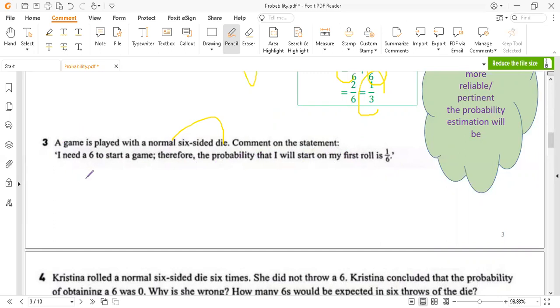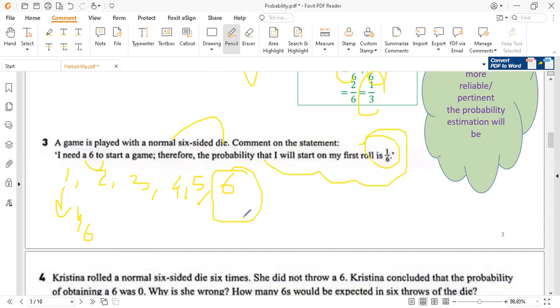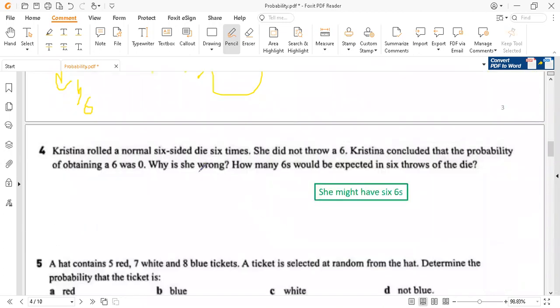Yes, of course, because we know that with a normal six-sided die, all the sides are 1, 2, 3, 4, 5, and 6. And each face has probability 1 over 6. So to start the game, we need the 6. So the probability that I will start on my first throw is 1 over 6, because we need the face with number 6.